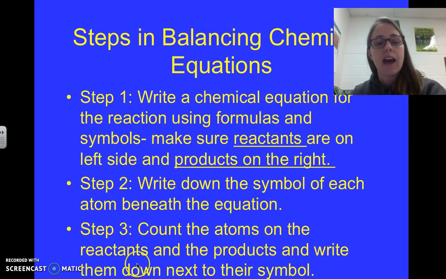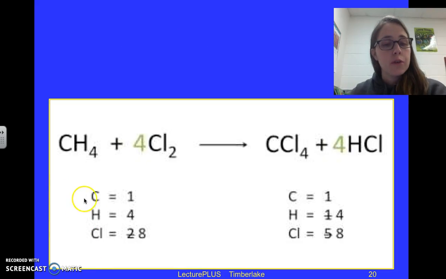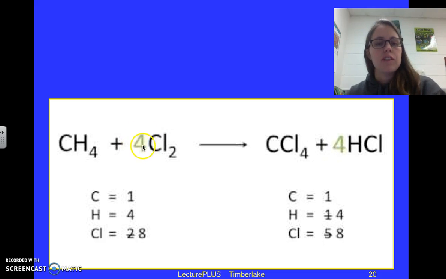Step 3 is we're going to count the atoms of the reactants and the products and write them down next to their symbol. So now that we have got C, H, and Cl already written down, we are going to say, okay, how many carbons are there? There's no subscript, there's no coefficient, so therefore there is only 1 carbon. Okay, now we're going to count the hydrogens. There's no coefficient, but there is a subscript, so that means there are 4 hydrogens. I'm going to write 4 hydrogens. Okay, here, this 4 is going to be added later. So in the original equation, ignore this 4. So originally it was just Cl2. Okay, so when we started, there was only 2 chlorines, so we wrote a 2 here.